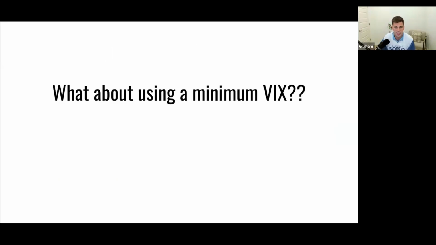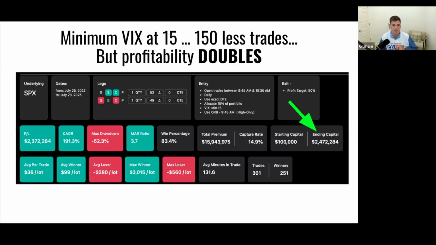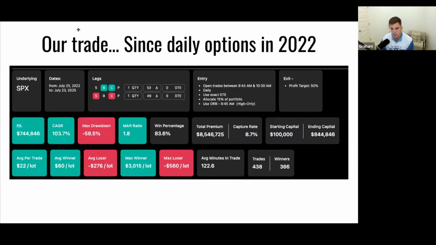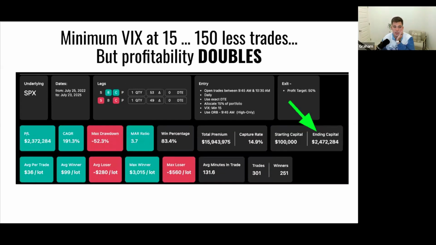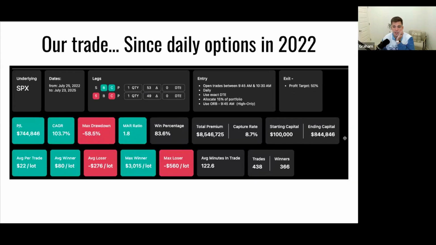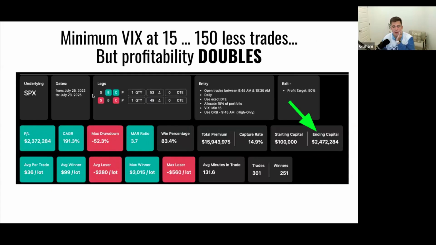All right. On that same light, what about using a minimum VIX? And this is actually crazy. Check this out. By just taking the trade each and every day, $100,000 turned into $844,000, right? We can see that. These are our base rules, taking the trade every day. What about if we said, let's only trade if VIX is at or above 15?